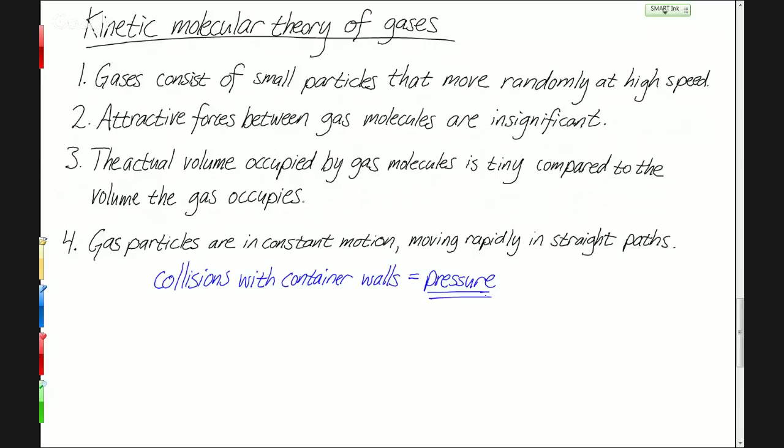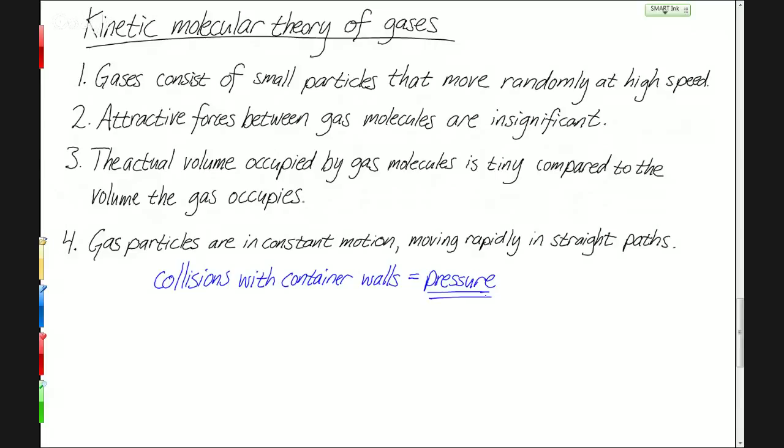So where does pressure come from? Pressure comes from gas molecules hitting the walls. So anything that causes molecules to hit the wall more will lead to an increased pressure, and anything that causes them to hit the wall less will lead to a decreased pressure. So we can think about something like Boyle's law. Boyle's law says that pressure and volume are inversely related. If you decrease the volume, you increase the pressure.